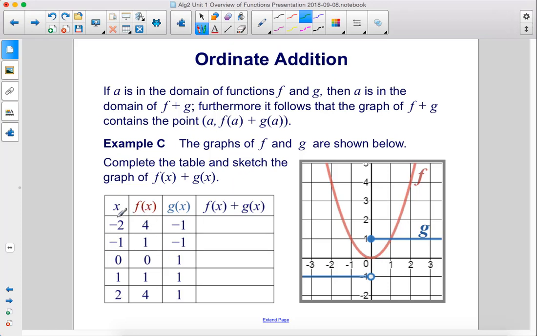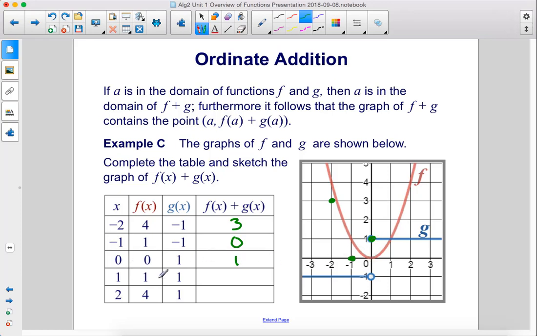Alright, so when x is -2, f of x is up here at 4, g of x is down here at -1. So 4 plus -1 gives us 3. So the point will be right there, -2, 3. Here, 1 plus -1 is 0, so the point is -1, 0. Here we have 0 plus 1, so the point is 0, 1.